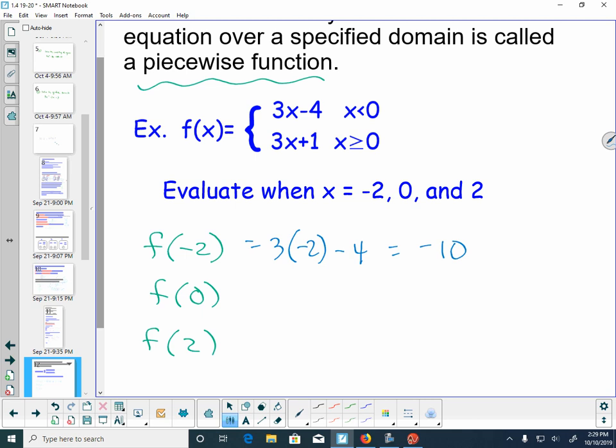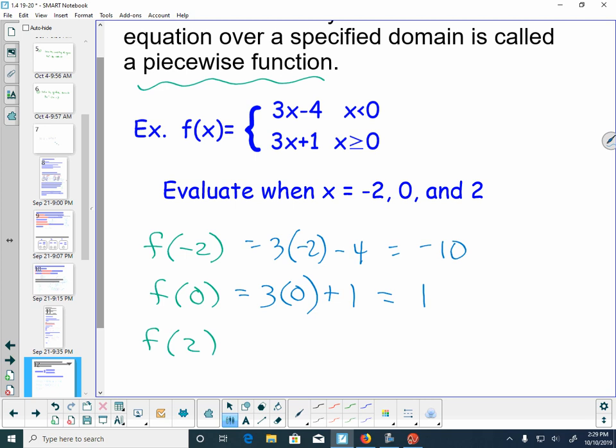It's going to be plugging it into the second equation? Yeah. Why is that? Because the second equation is x is greater than or equal to 0. Greater than or equal to 0, so we gotta go with equation 2, and so 3 times 0 plus 1 is just 1. Does that look okay?